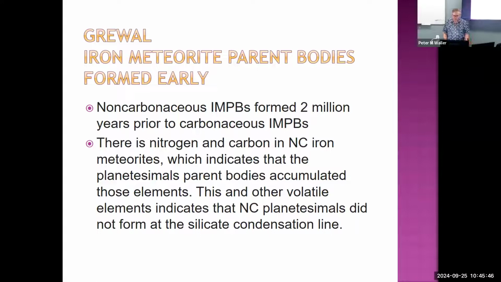So he observed that the non-carbonaceous IMPBs, and I don't know how he did it, but he's like a chemist, formed 2 million years prior to the carbonaceous IMPBs, or iron meteorite parent bodies. So the meteorites that are made of iron. And so that means that the inner solar system IMPBs were earlier than the outer solar system IMPBs, not vice versa.